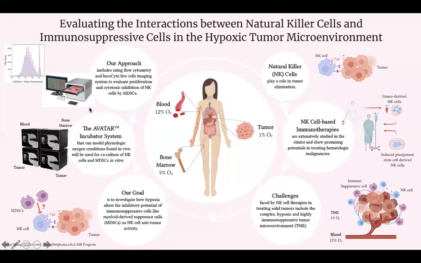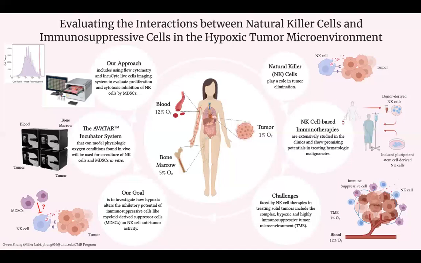And here on the right is a picture of the IncuCyte imaging device that performs real-time quantitative live cell imaging. Tumor cells are fluorescently labeled and cultured with NK cells with or without MDSCs, and the reduction in the number of fluorescently labeled tumor cells indicates that NK cells are killing the tumor. And therefore, the degree of reduction in tumor cells will then tell us if NK cells can kill better or worse with or without MDSCs.